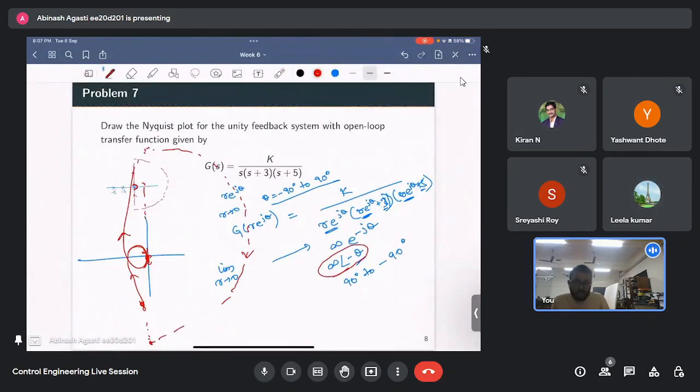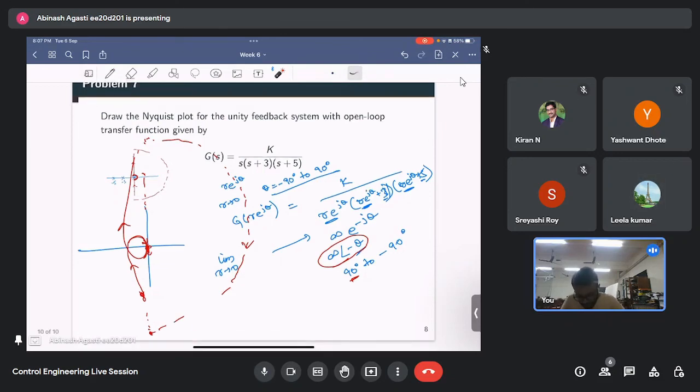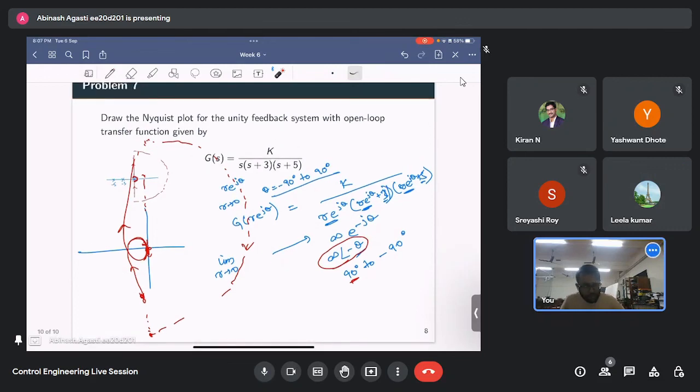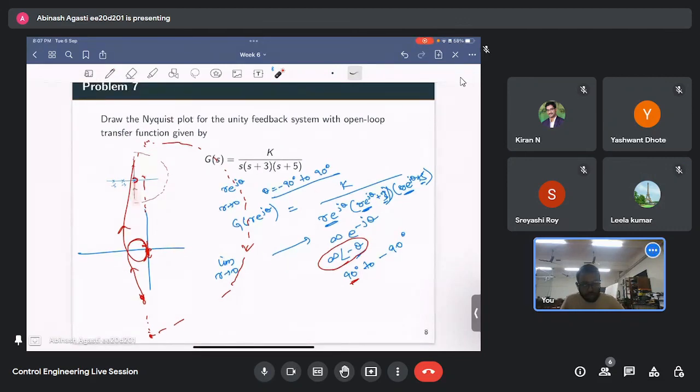Infinity at minus theta. So from infinity at 90 degree to infinity at minus 90 degree. And we saw that when we mapped this part, it went from 0 to infinity at 90 degree. Then from there, infinity at 90 degree to infinity at minus 90 degree, this plot will come. Then from here the 0 part will start, 0 to plus infinity. So this way the entire plot is made.